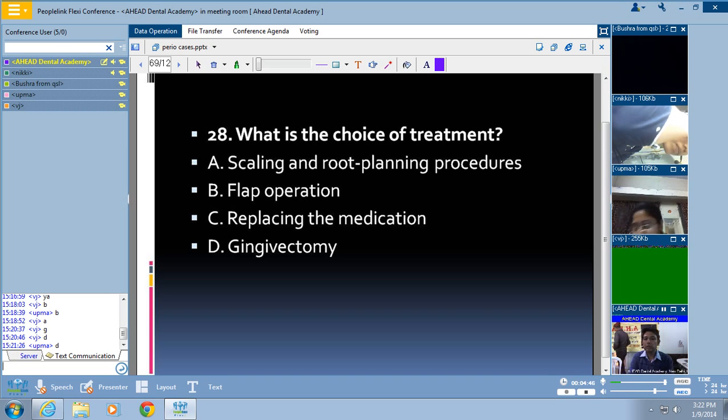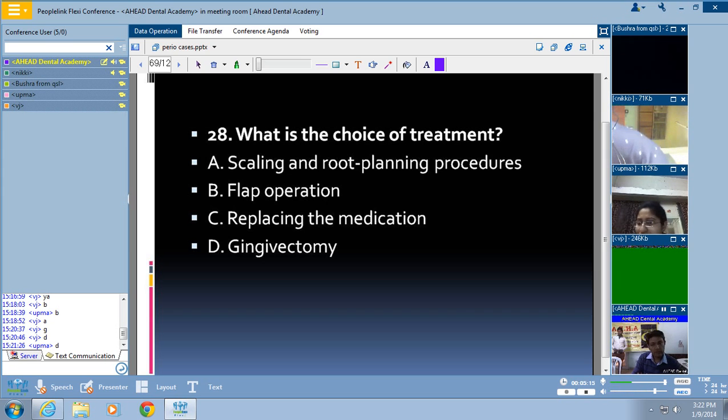Okay, now let's discuss the options. Scaling and root planing in any which way is not going to help us in the reduction of the gingival enlargement because it's a drug-induced enlargement. Again, a flap operation is required where we have an osseous defect. It's a purely gingival enlargement, so a flap operation is also not a good idea. We're left with two options: replacing the medication or gingivectomy.